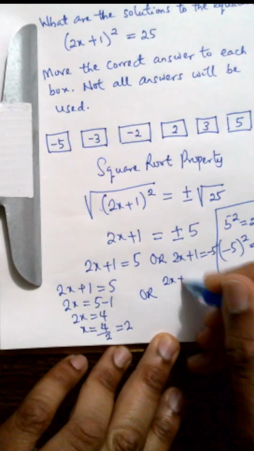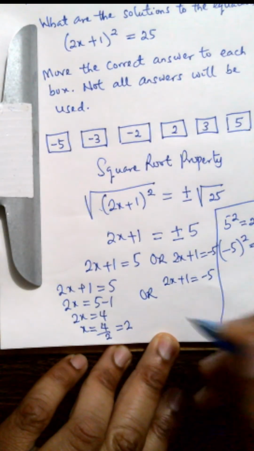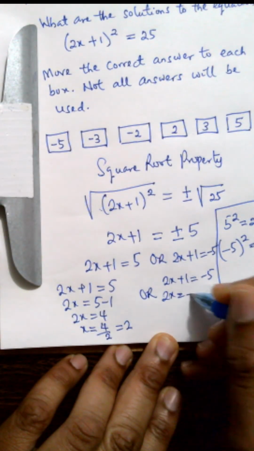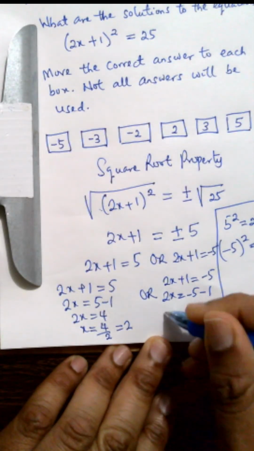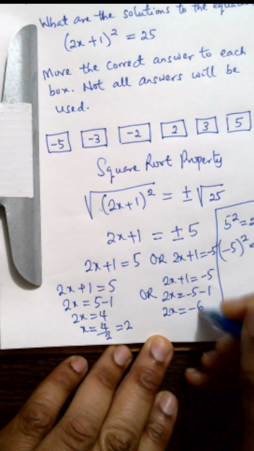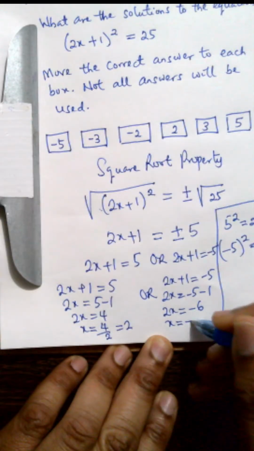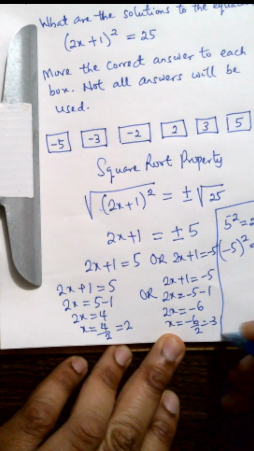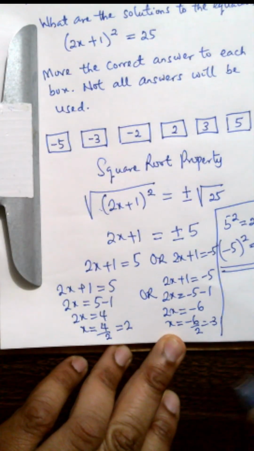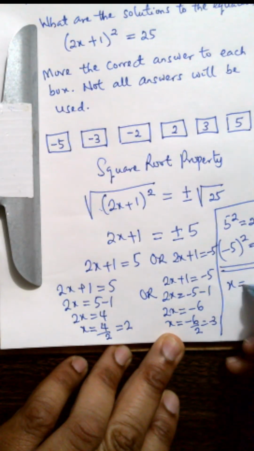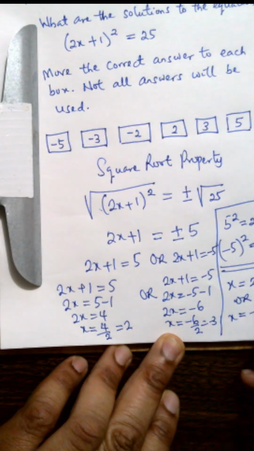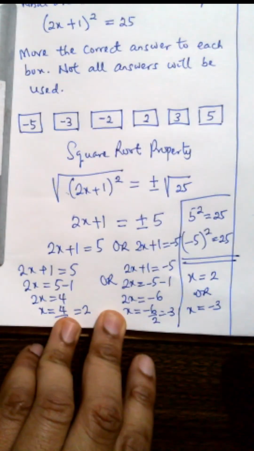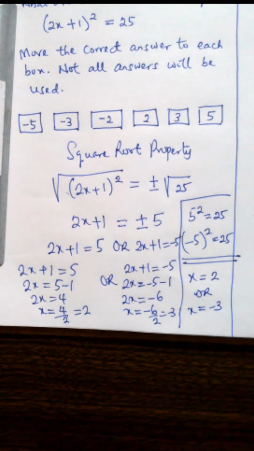2x plus 1 is negative 5. 2x will be negative 5 minus 1. 2x will be negative 6. x will be negative 6 over 2, which is negative 3. So we see that our x is 2 or x is negative 3. And you can check your work.